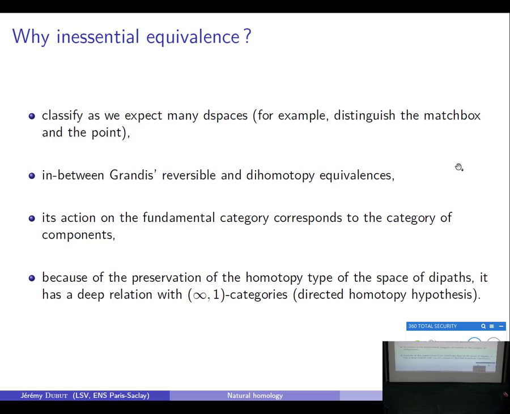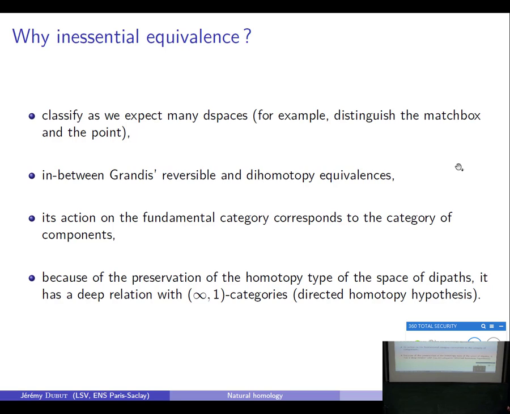The fact that we use dipaths that induce homotopy equivalence is a nice thing, because such an equivalence will preserve the homotopy type of the dipaths. And this property means that this notion of dihomotopy equivalence actually has a deep relation to equivalence of infinity one categories. I can't make this precise, but it's a bit technical. Another good property is the action of such equivalence on the fundamental category, where we compare fundamental categories by comparing the category of components.